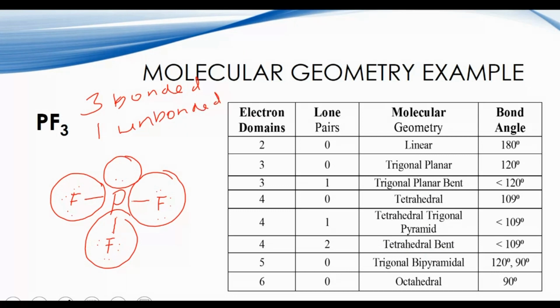So now let's look at our chart. We are looking for a total of 4 domains, right? Because 3 plus 1 gives us 4. So 4 domains, but one of them is unbonded.